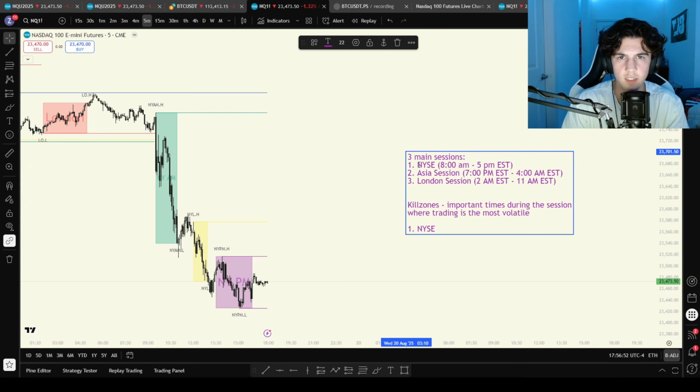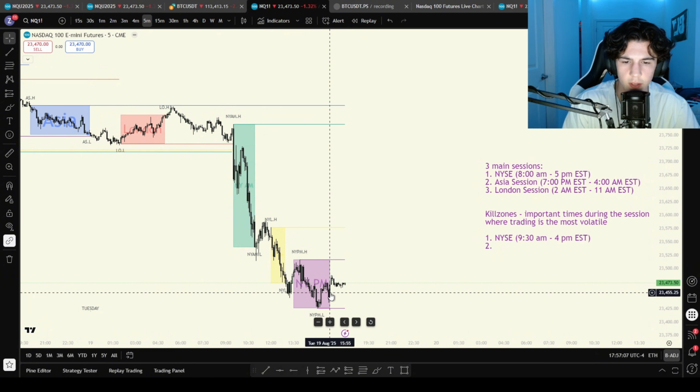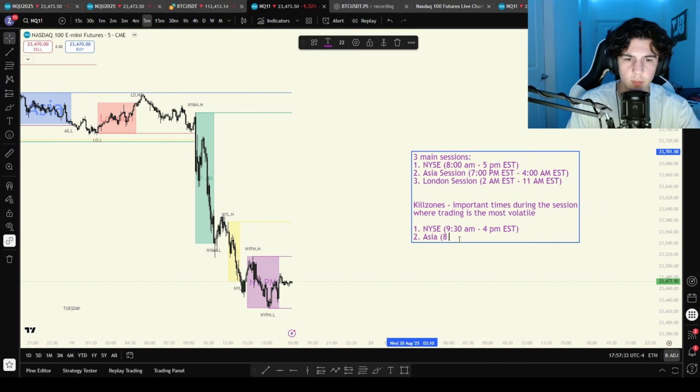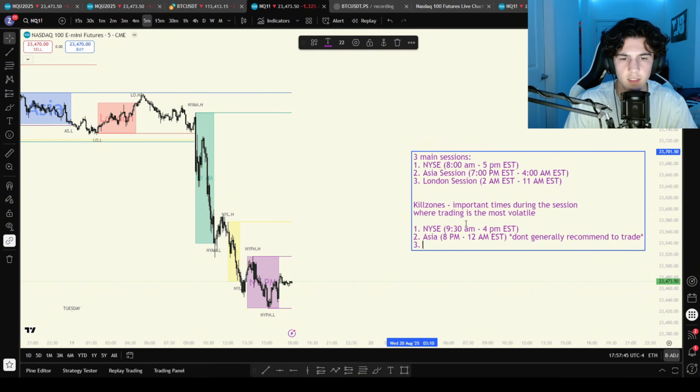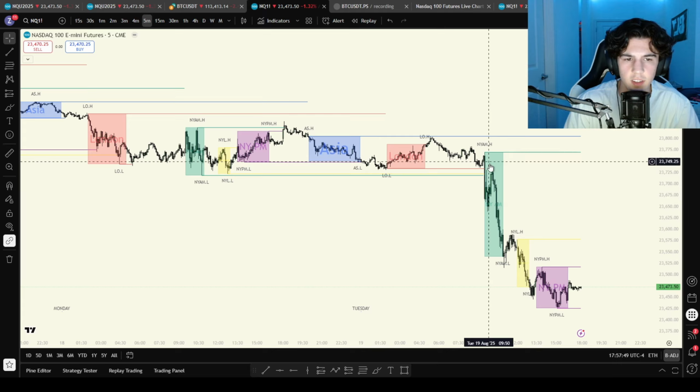So for the New York session, the kill zone is going to be from 9:30 a.m. to 4 p.m. As you can see, the 9:30 candle right here, and then the 4 p.m. candle right here. For Asia, that's going to be about 8 p.m. to 12 a.m. EST. But I generally don't recommend this because the kill zone is not quite as volatile as the other ones like London or New York.